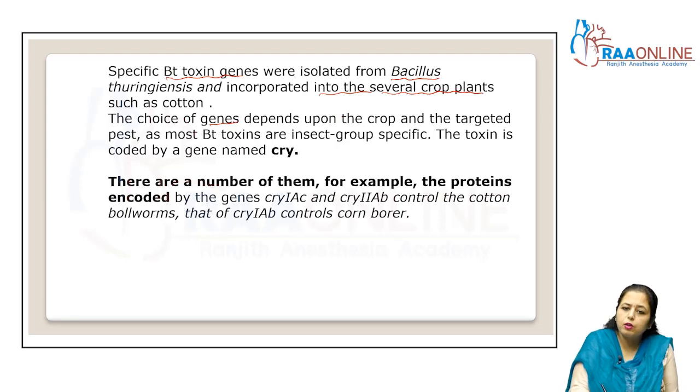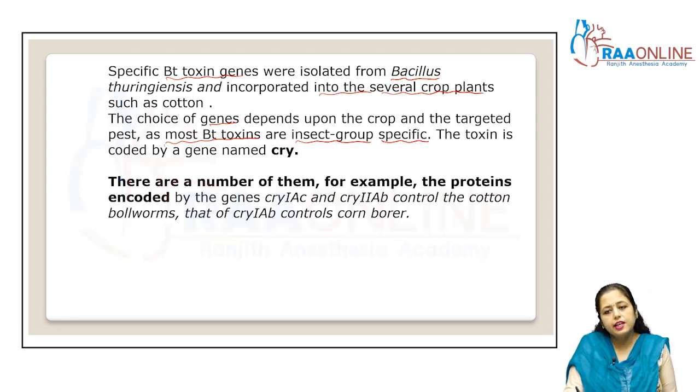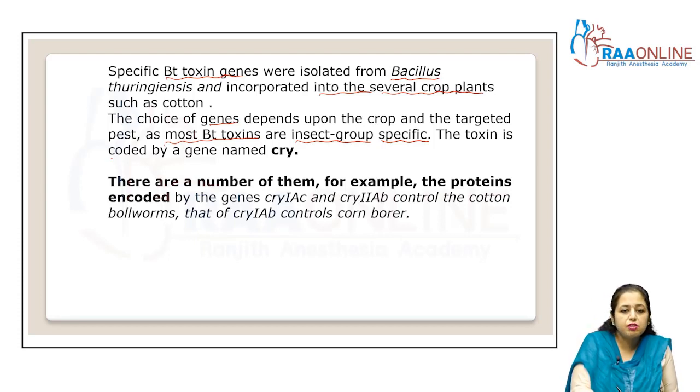Most Bt toxins are insect group specific. These toxins are coded by a gene which is called the cry gene, and there are a number of them. For example, the proteins encoded by the genes cry1AC and cry2AB both control the cotton bollworms, and that of cry1AB controls the corn borer. It is the exact line of NCERT.